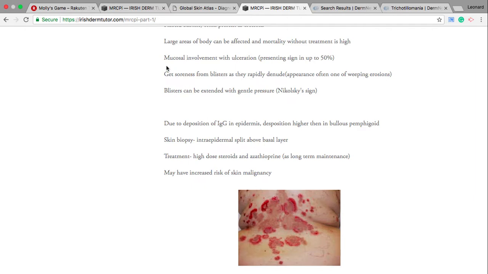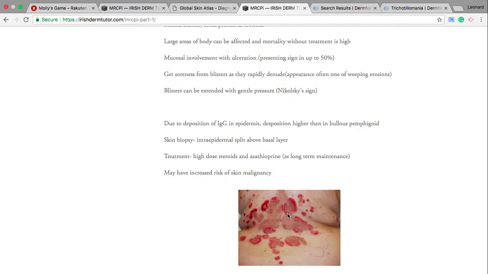Mucosal involvement with ulceration is very common, and it's usually actually the presenting sign in up to 50% of cases. The blisters in the mouth can be extremely sore, and as I mentioned, they rapidly denude, so you often only just see weeping erosions. They show a thing called Nikolsky's sign.